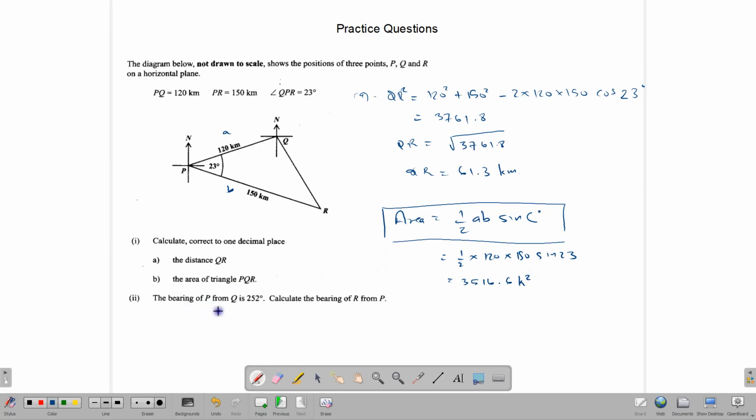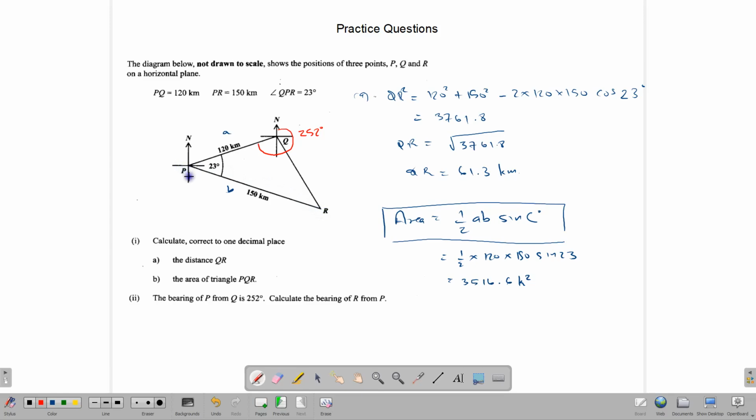And the final part of the question is talking about the bearing of P from Q. And the bearing of P from Q is 252 degrees. Calculate the bearing of R from P. Okay, so let's put this one in. The bearing of P measured from Q. So here is P measured from Q. It is 252 degrees. Okay, we have that down. And we are asked to use that information to find the bearing of R measured from P.